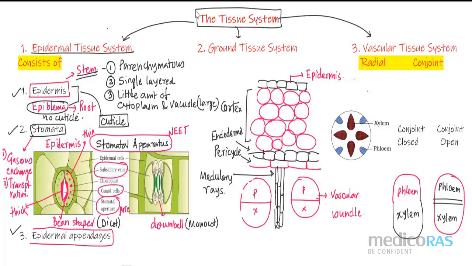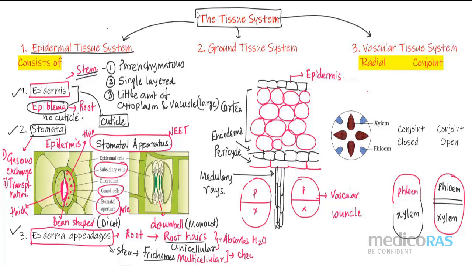On the epidermal appendages, the root has root hairs, which are unicellular. This is also one of the important concepts. Unicellular root hairs are present, and if it is the stem, then it has trichomes. Trichomes means the stem hairs, which are multicellular in nature. If it is a root hair, it absorbs water, and if it is a stem hair, it checks loss of water. Interestingly, trichomes may be thorns or spines as well. I hope the epidermal tissue system is clear to everyone.